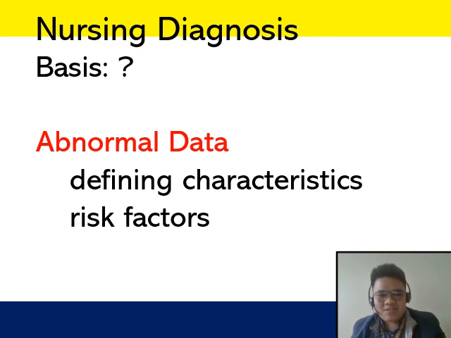Your abnormal data will be acting as your defining characteristics and your risk factors for your nursing diagnosis. If you can recall, your nursing diagnosis would have three parts, especially if I'm talking about an actual diagnosis. An actual nursing diagnosis would have problem, etiology, and signs and symptoms. So you have your P, E, and S as the parts of your nursing diagnosis. However, if I'm talking about a risk diagnosis, there are two parts: your problem and etiology. This etiology and signs and symptoms are based on the assessment findings that you have.